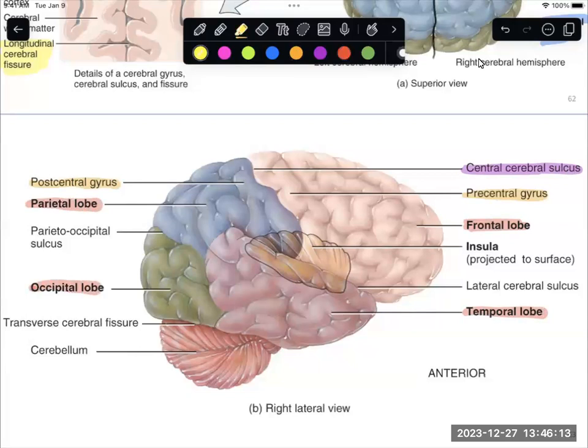We can also see that lateral cerebral sulcus between that frontal lobe and temporal lobe. We can see that parieto-occipital sulcus, also known as the lambdoid suture on the skull. Here it's the parieto-occipital sulcus. And then you can kind of see this insula found on the inside of that brain.